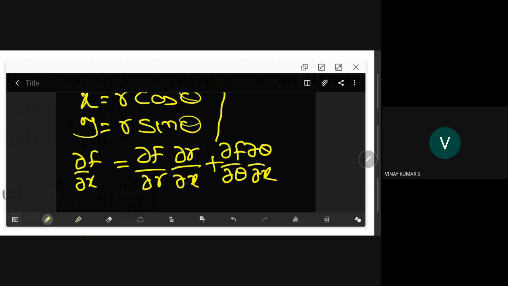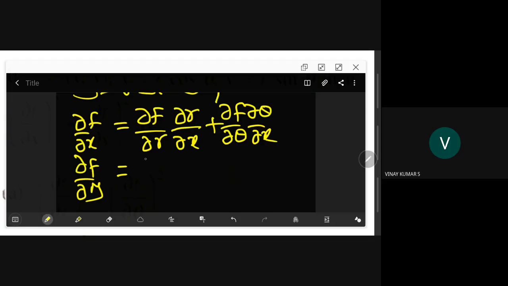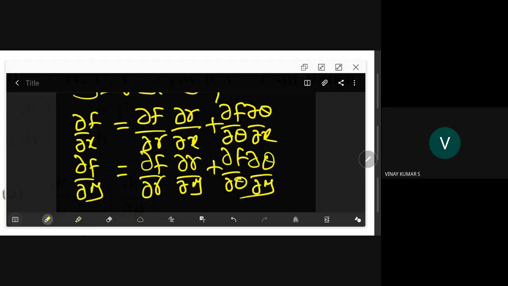So that is the first one. Similarly, ∂f/∂y, that also we require. ∂f/∂r into ∂r/∂y plus ∂f/∂theta into ∂theta/∂y. That we need to solve. So what we require? ∂r/∂x, ∂r/∂y, ∂theta/∂x, ∂theta/∂y. How can we get that?